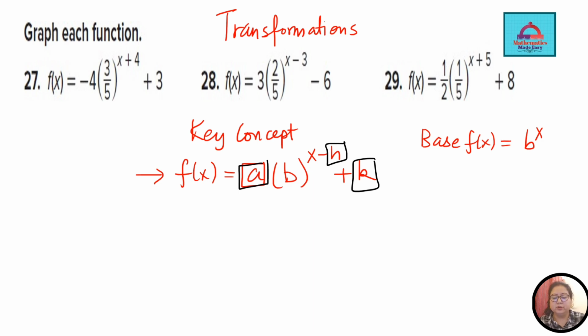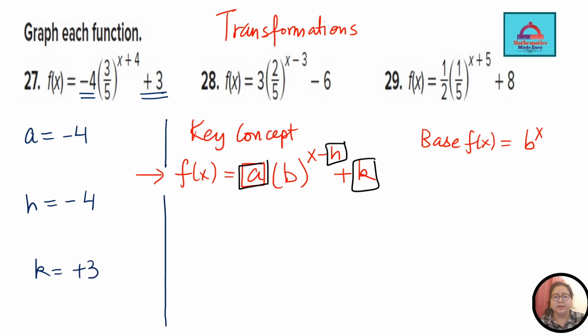So let's compare. For the first question, a is -4, h is the one which comes with x. So here we are comparing x minus h with x plus 4, so your h is going to be negative. Similarly, k is the number which is outside, not involving x. So k here is plus 3. So we've identified these three variables for question 27.